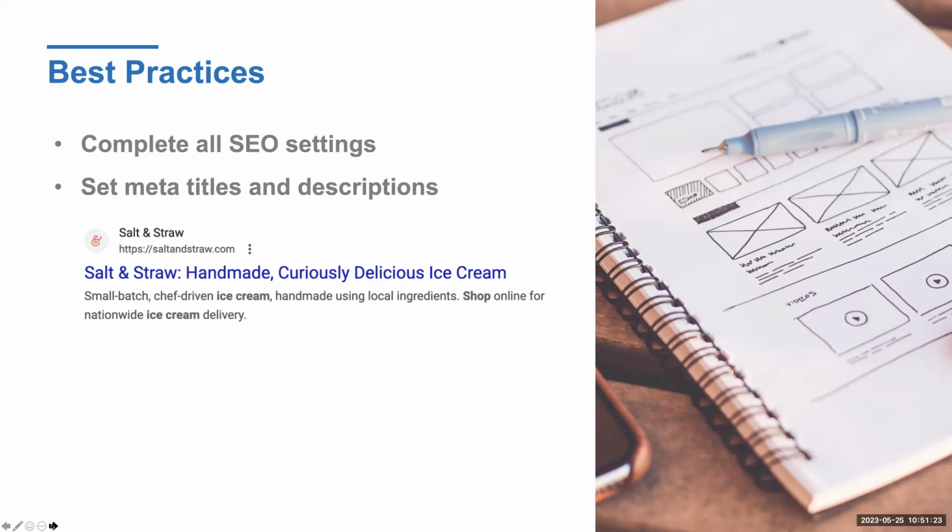Salt and Straw, it's homemade ice cream. Who doesn't love that? But this is what we see in Google, right? When we're searching for something, maybe we're specifically looking for Salt and Straw, but maybe we're just doing a search for homemade ice cream near me. This is what we see, and this is what we decide on selecting when we see the list of options, the meta title and meta description.